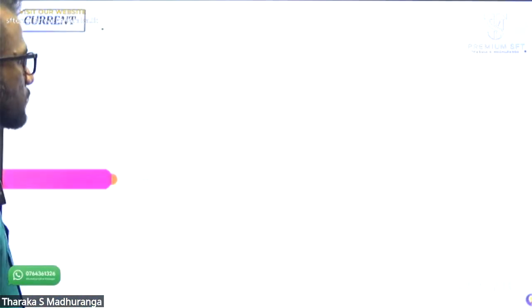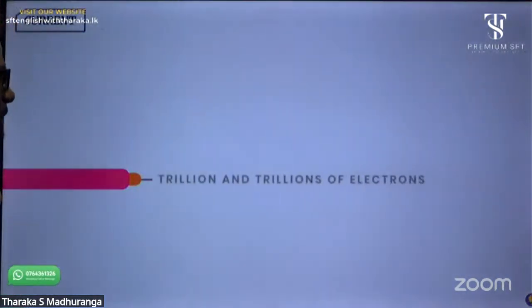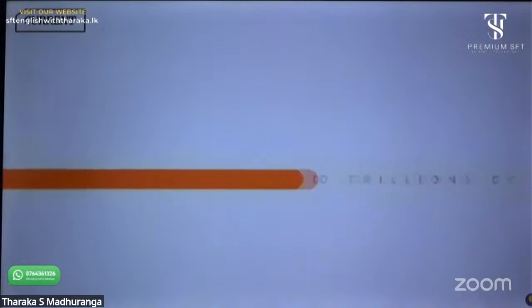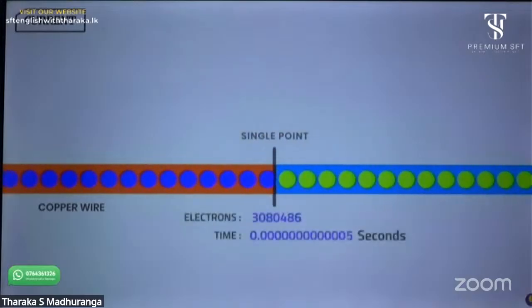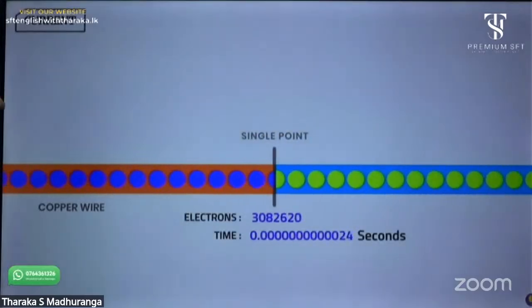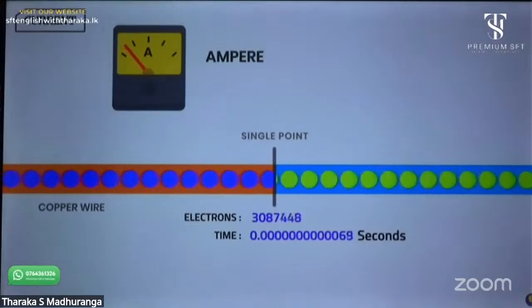A simple small copper wire contains trillions and trillions of electrons. In a complete closed circuit, electrons move in one direction. If we look at a single point, we can calculate the number of electrons passing through this point per second. Current is measured in amperes. 1 ampere is equal to 1 coulomb per second.